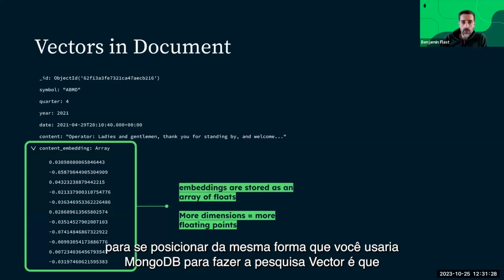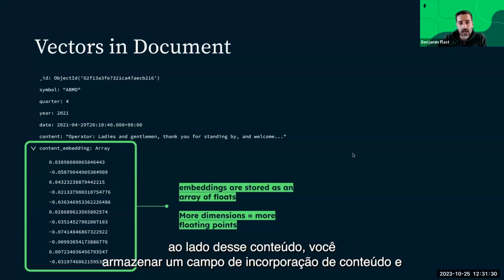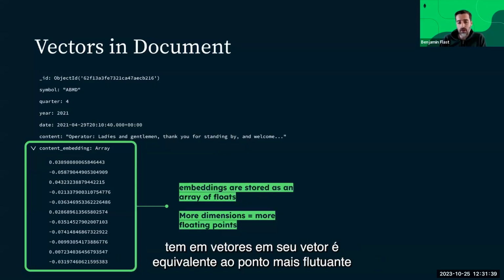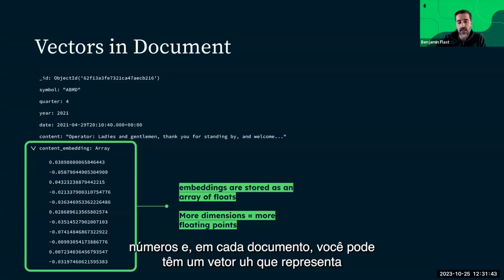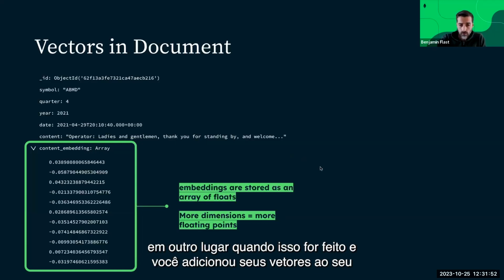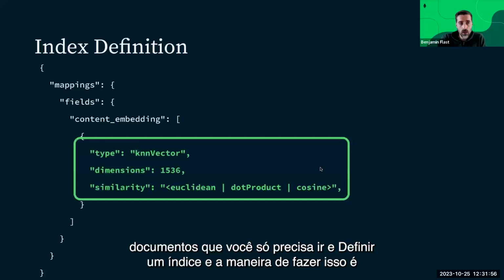The way you would use MongoDB to do vector search is that right alongside that content, you would store a content_embedding field. And this would be an array of floating point numbers, where the more dimensions you have in your vector, the more floating point numbers. In each document, you could have a vector that represents some semantic meaning of data in that document or elsewhere.